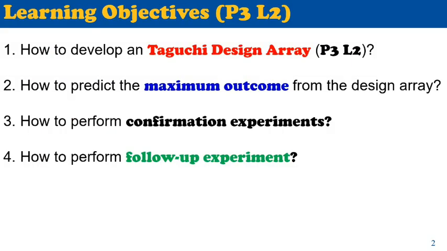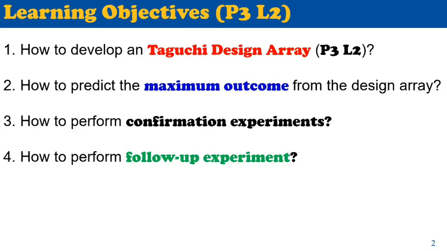Today our learning goal would be working on a P3L2, and we're going to talk about what that means. It's very simple. Our goals for today would be how to develop a Taguchi Design Array. And again, I said there could be a lot bigger arrays depending on how many variables we need. But for understanding and comprehension, we're going to limit it to the simplest design array, which would be P3L2. And next we'll talk about how to predict the maximum outcome from the design array.